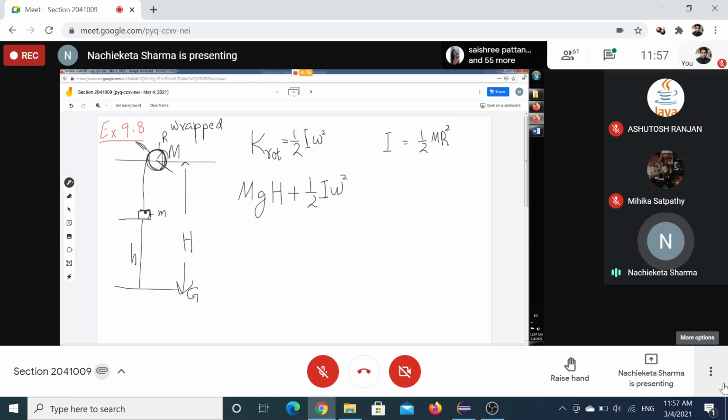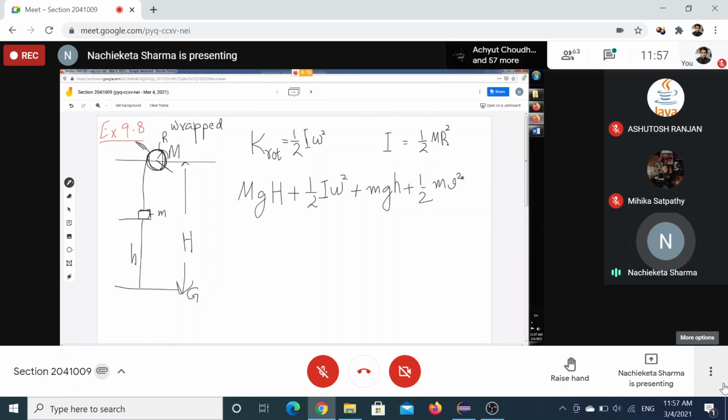What about this small cylinder? It doesn't have any rotational kinetic energy. So it has potential energy and translational kinetic energy. Gravitational potential energy is mgh, and translational kinetic energy, because it is now moving, will be half mv square.